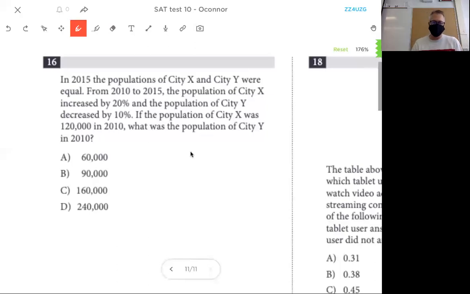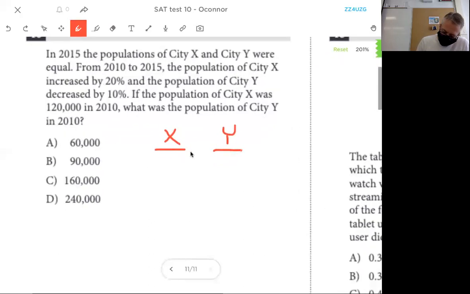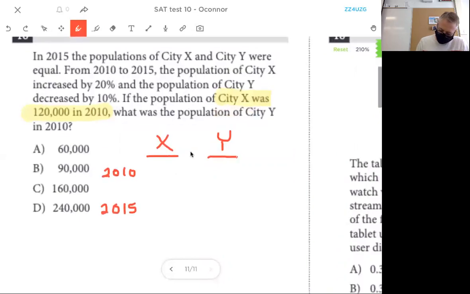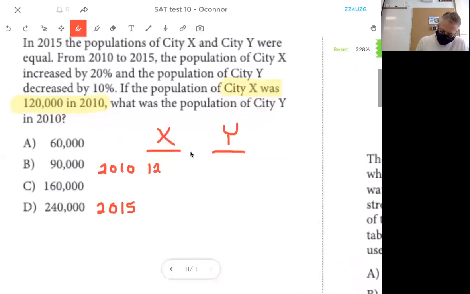Lots of information there. So I'm going to try and be systematic about this. Let's say that's City X and City Y. And we're talking about really two different time frames. We're talking about 2010 and 2015. So let's first start with any solid information that we know. City X had a population of 120,000 in 2010. So that's 120,000. Okay.